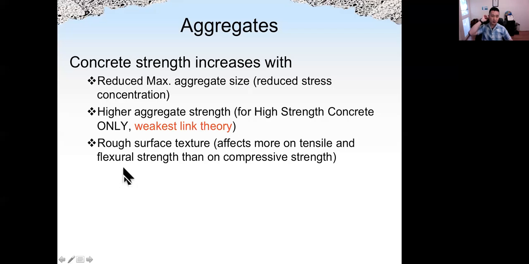Let's continue. If we use rough surface texture, that will also improve the bonding or the ITZ between paste and aggregate. So strength will be higher, but that affects more the tensile strength and flexural strength than the compressive strength. Okay, so just keep that in mind.